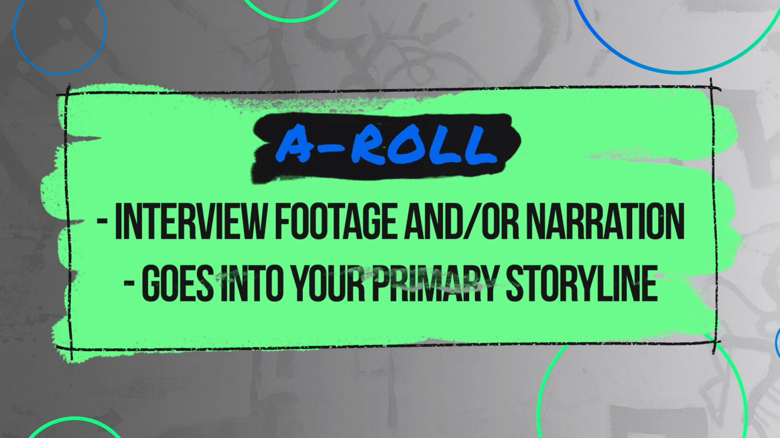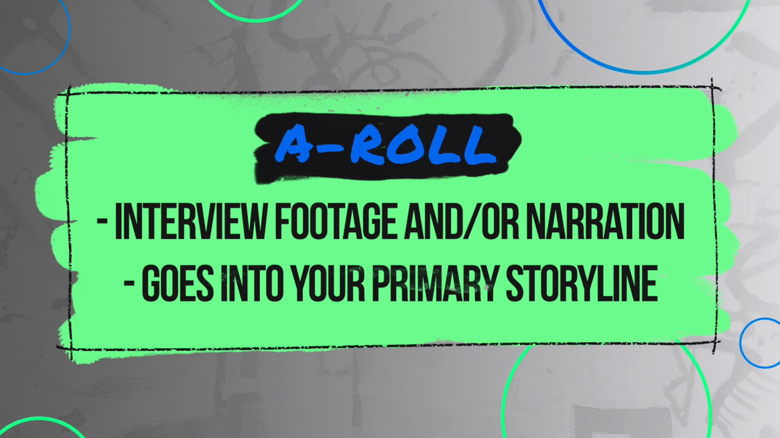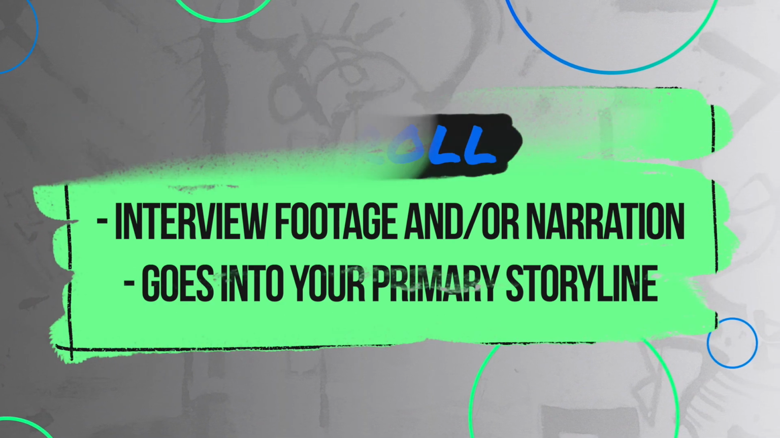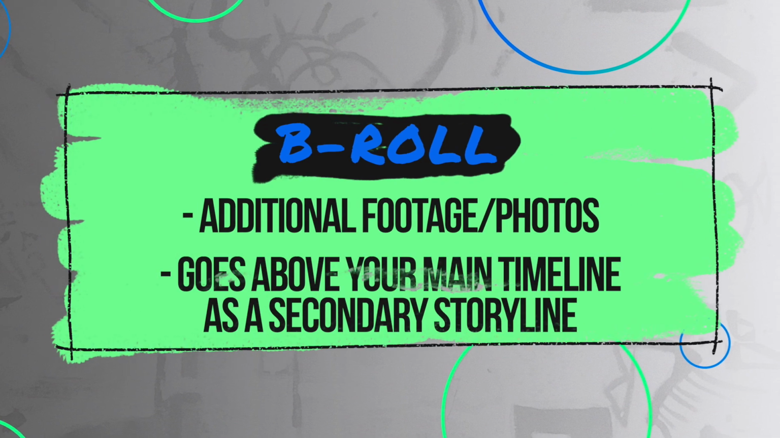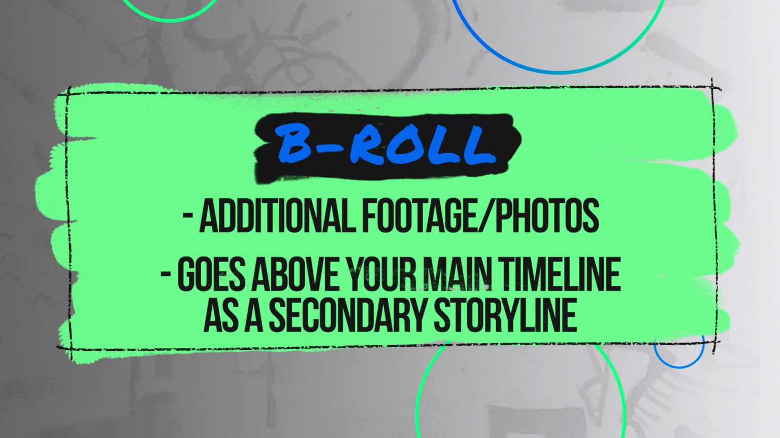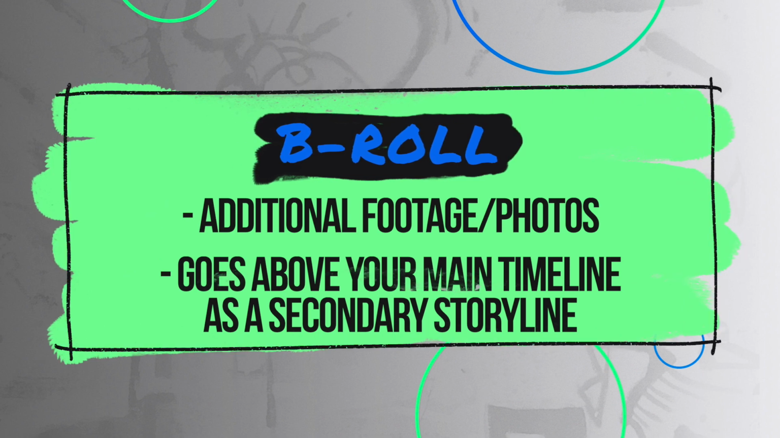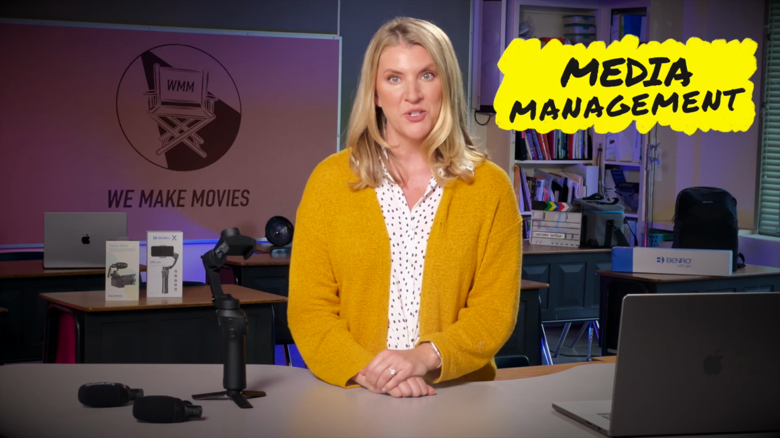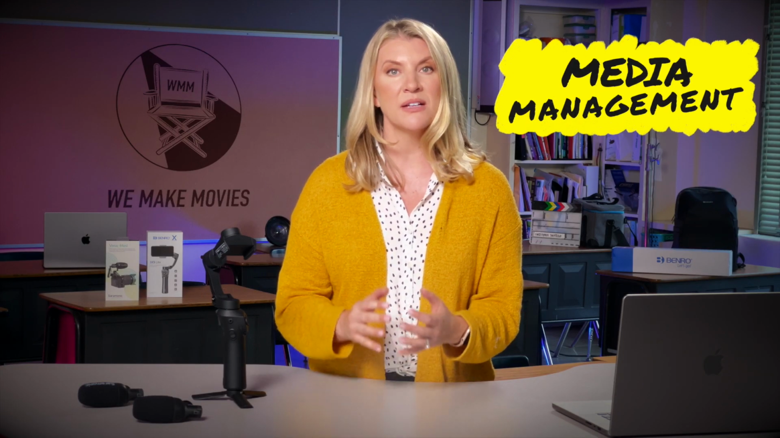Your micro-documentary will consist of the following types of media to tell your story: interview footage or narration that will go with your primary storyline in Final Cut Pro, your A-roll; additional video, pictures, or footage that will reinforce your narrative, your B-roll. This footage will go above your main timeline, creating what is called a secondary storyline in Final Cut Pro.